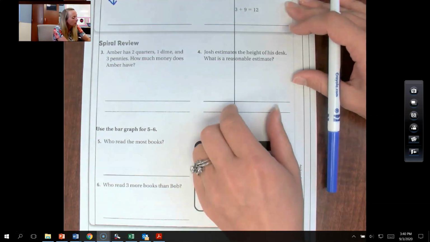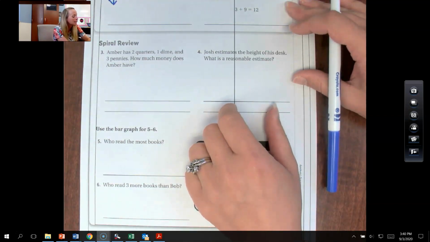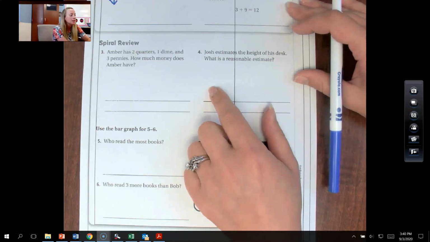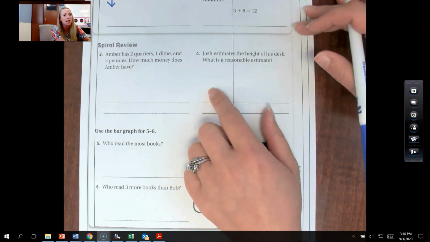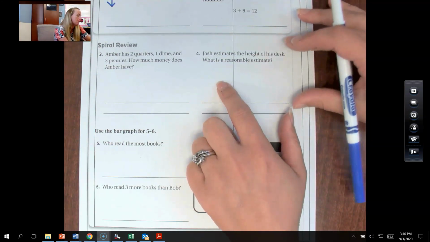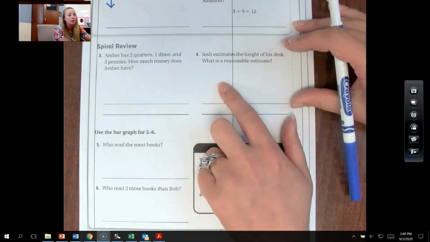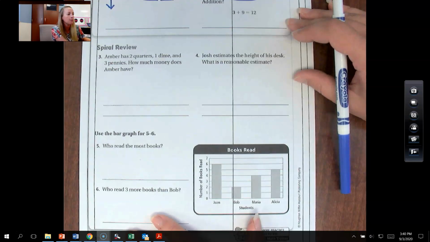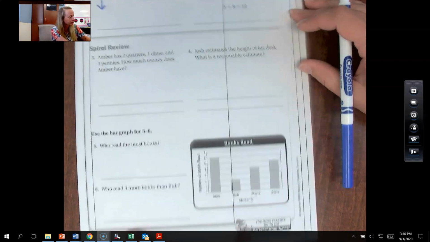Number 4. John estimates the height of his desk. What is a reasonable estimate? So how tall do you think your desk is? Make sure you write a reasonable estimate. I would use feet. Your foot is about 1 foot. So how many feet is your desk?